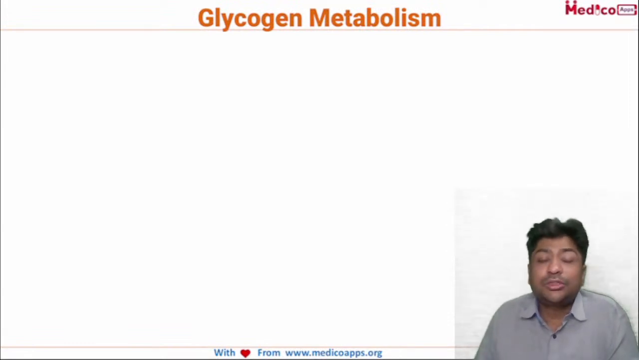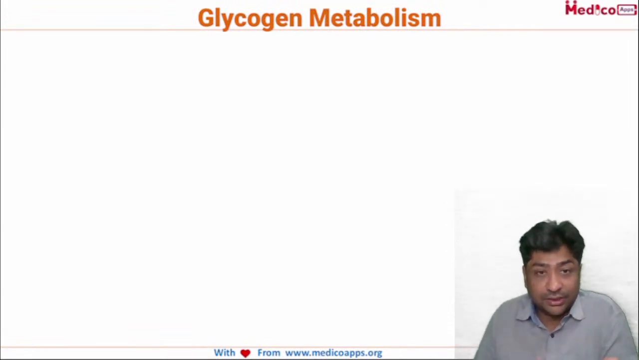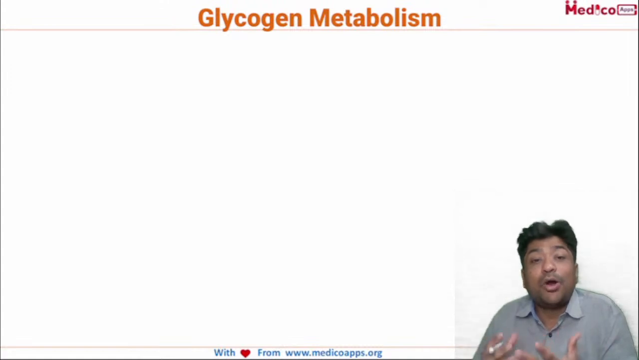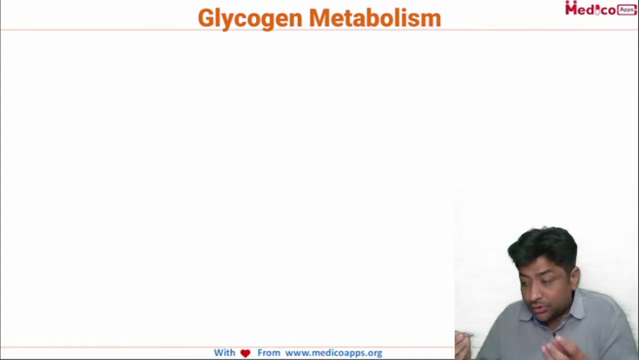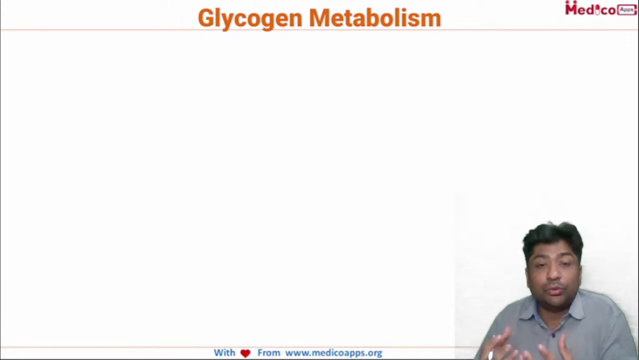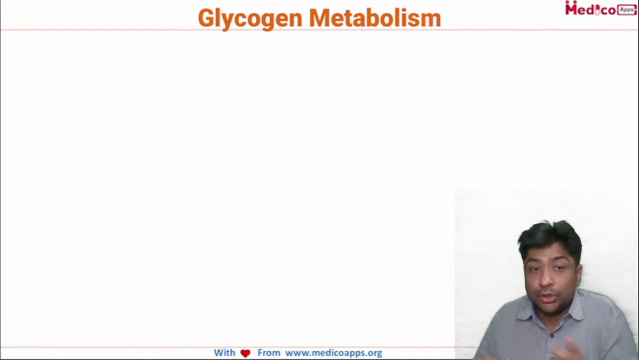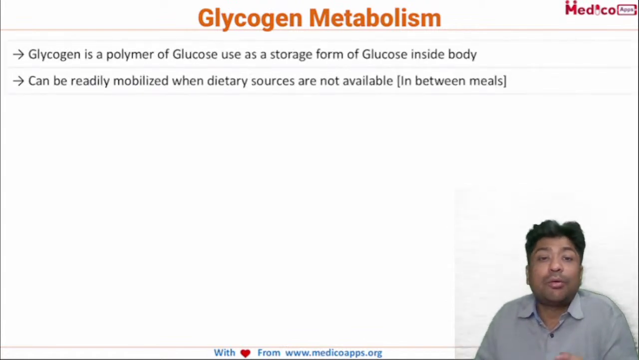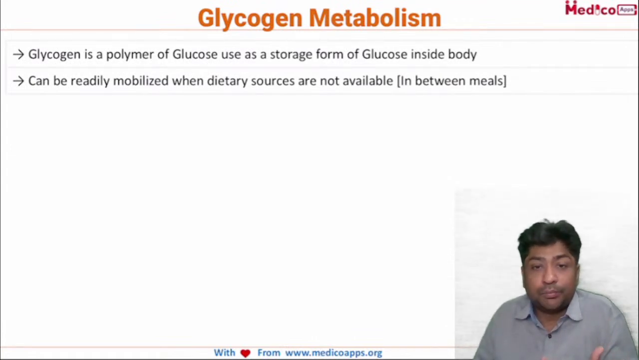Getting started with glycogen metabolism. So what is glycogen essentially? Glycogen is a polymer of glucose, multiple molecules of glucose joined together, and it is primarily used as a storage form in our body. It is used as a storage form of glucose inside the body. Why do we need to store glucose?